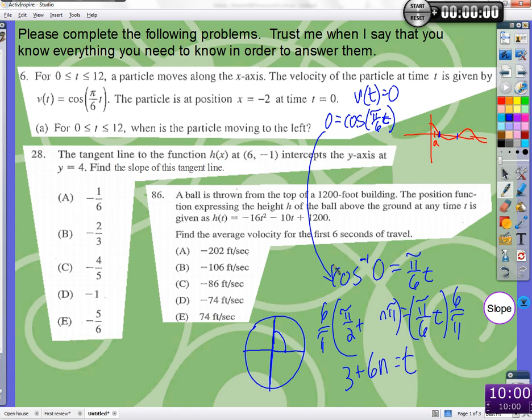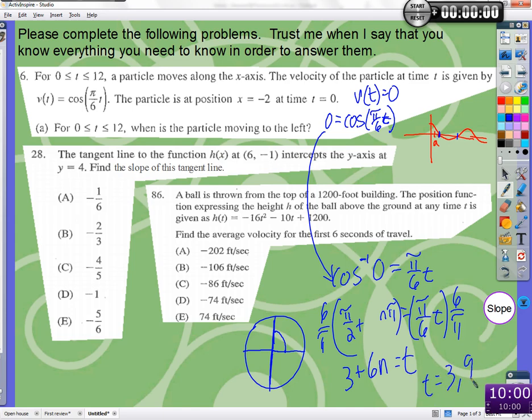Okay. That's an infinite amount of times, right? What times do we care about? From 0 to 12. So what times from 0 to 12 will you find? 3 and 9. You get 3 when n is 0, and 9 when n is 1, and then you go past 12. 6 times 2 is 12, and if you add 3, you'll be past 12 seconds. So t can be equal to 3 or 9.